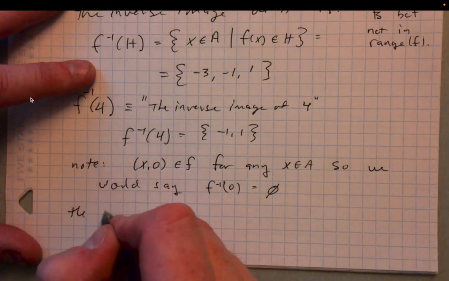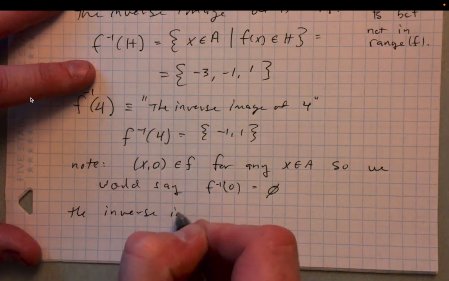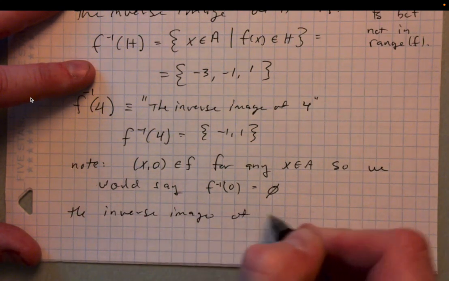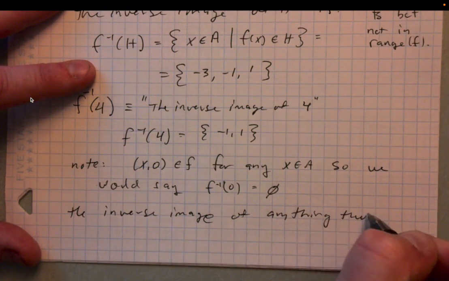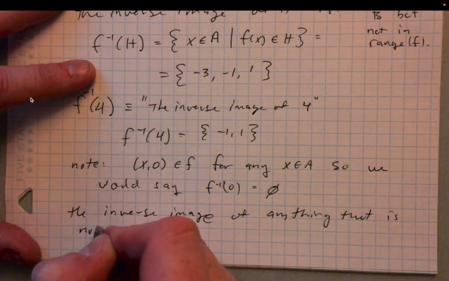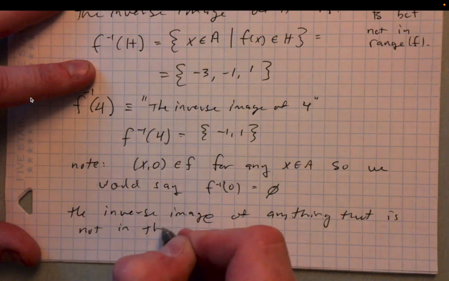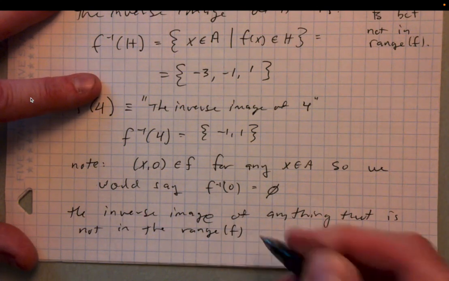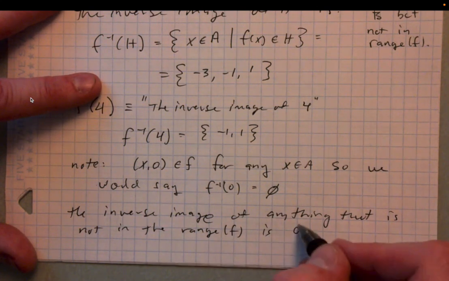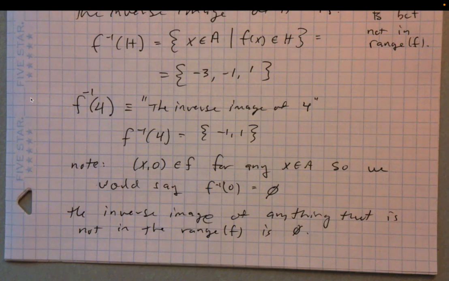So I guess we could write that down. The inverse image of anything that is not in the range of F is the empty set. Okay. All right, very good.